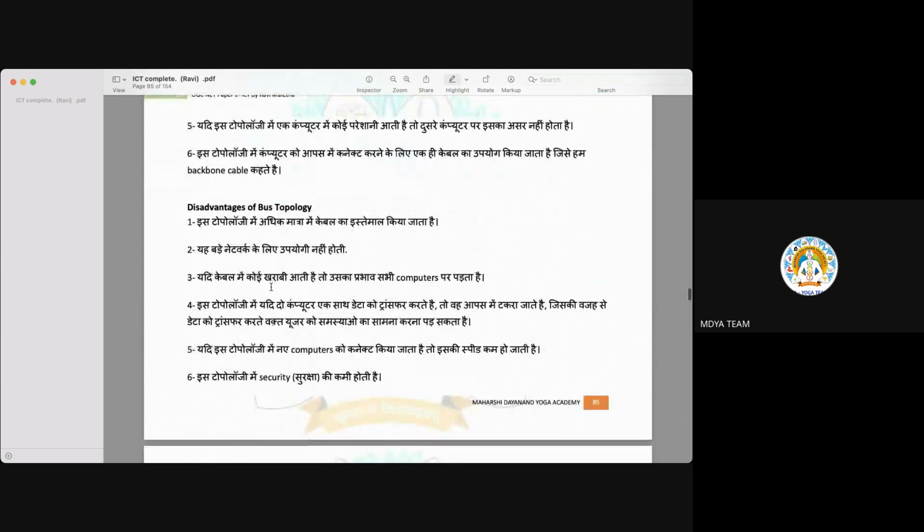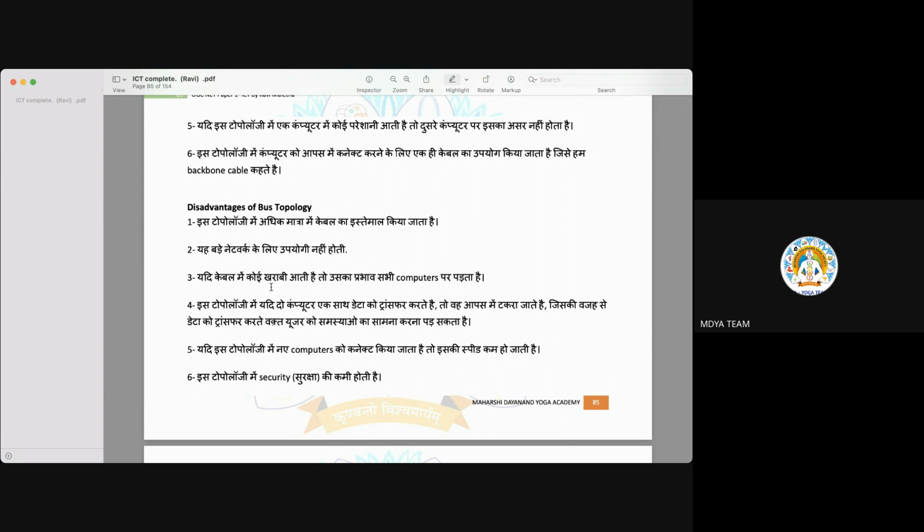But disadvantages are what? Because only the cable is used, the length of the cable will be very large if the distance between the computers or the number of computers is more, and it is not advisable for a larger network. Only a small network can be made using this topology. Now if there is any fault in the cable, it affects all the computers. All right, the data transfer will be affected whether it is one computer or the last computer.